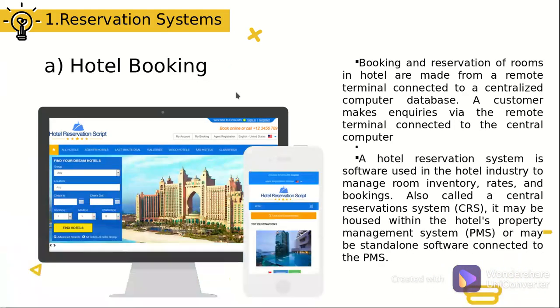Without wasting any more time, let's talk about reservation systems. A computer reservation system, or sometimes called a central reservation system, CRS, is a web-based software that is used by travel agencies and travel management companies in order to retrieve and conduct transactions which are related to air travel, hotels, car rentals, and other activities.